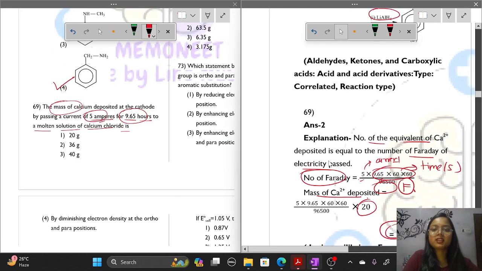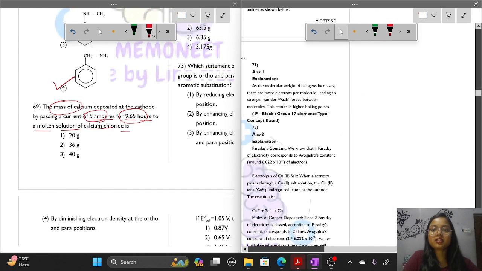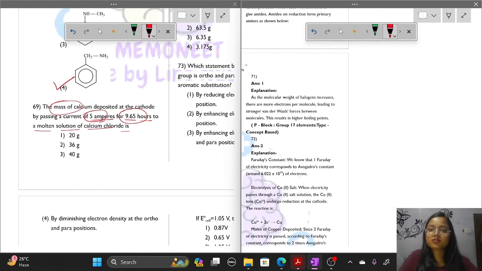Let's find some space. For question number 69, we know that current is equal to 5 ampere and time is equal to 9.65 hours. We have to convert it into seconds. So 9.65 into 60 into 60 comes out to be 34740 seconds. Now again we have to find out the value of charge.